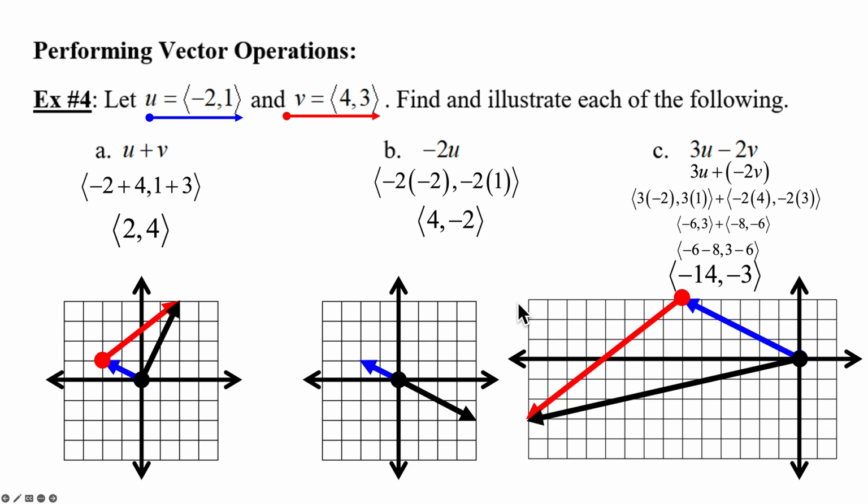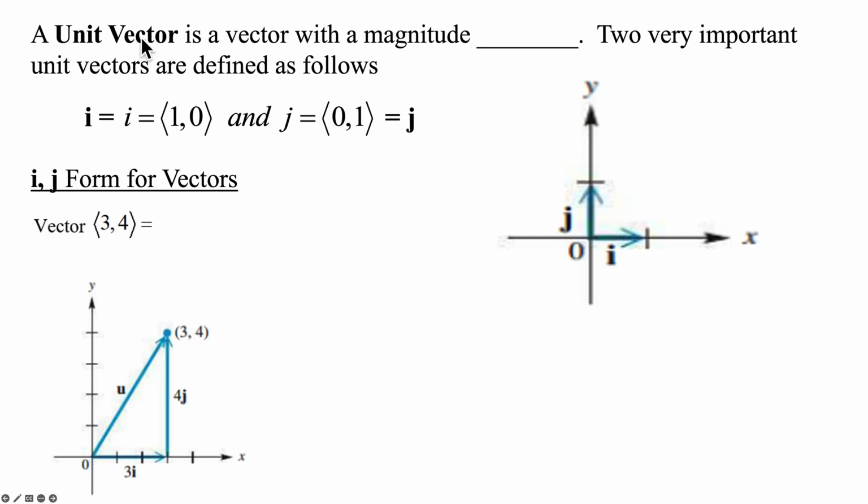All right, the next notation we're going to look at is unit vectors. A unit vector is a vector with a magnitude of 1. The two very important unit vectors that we're going to define are i and j. i is a unit vector along the positive x-axis. Component form 1, 0. j is along the positive y-axis. 0, 1.